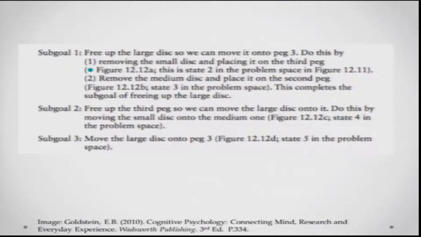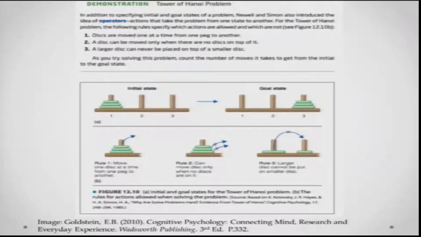There could be different kinds of subgoals that people can make. Suppose I'm just borrowing one to demonstrate this. The subgoal could be that you first free up the large disk so you can move it to peg 3. So the large disk has to be moved first. If you just look here, the idea is you have to first free the large disk. So you move the smallest disk to peg 2, then you move it further so that the large disk is free to move to the last peg.